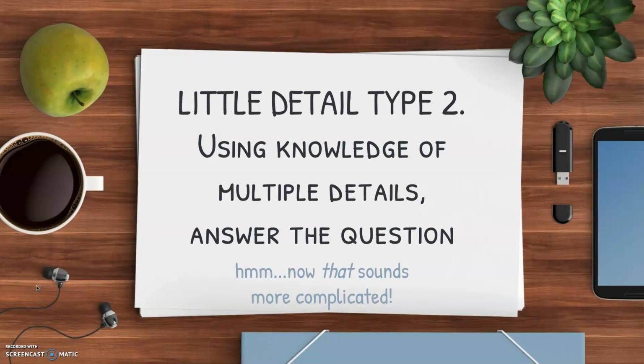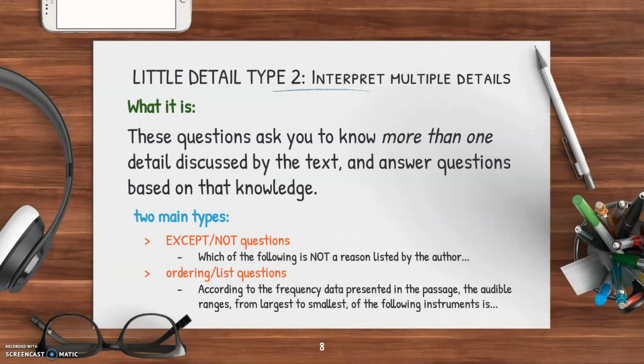Now, we also have a second type of little detail question in the ACT reading section, and this one requires us to use knowledge of multiple details to answer the question, which sounds a little more complicated. So let's take a moment to dig in here so we can understand what these questions require. Here, we must know more than one detail discussed by the text, and then we have to answer questions based on that knowledge. There are two main types of these interpretive multiple detail questions, and the first one might be the one that causes a collective groan whenever you see it.